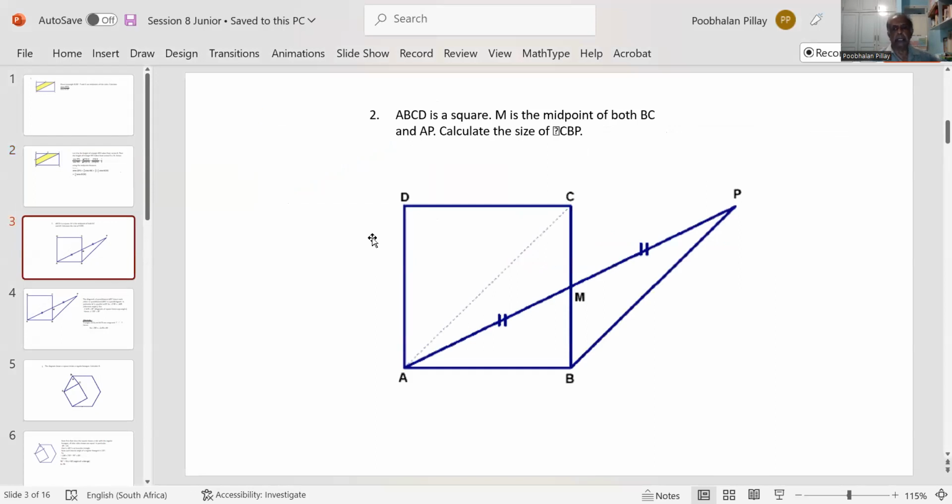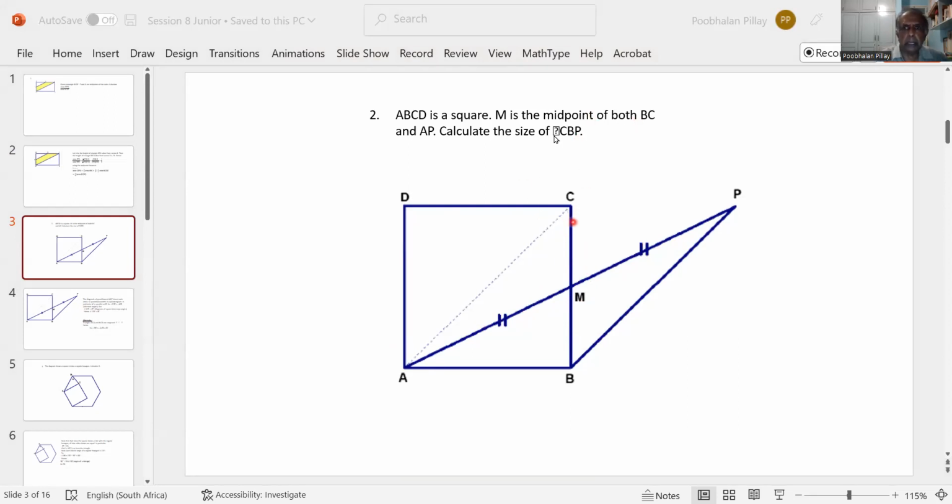Okay, we get on to the next problem. In this problem, it is given that ABCD is a square. So you can see ABCD, the 4 vertices are given, and it's given that it's a square. M is the midpoint of both BC and AP. So you're also given that M. So there's M here. It's the midpoint of AP. Okay, well, I've drawn that in. Midpoint of AP and also BC.